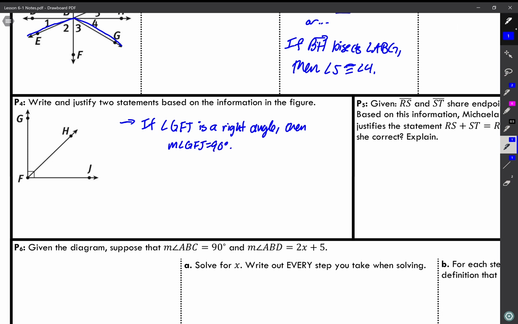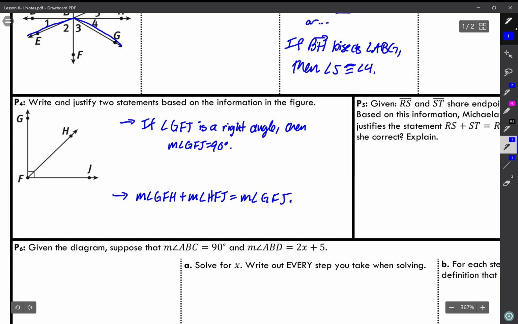Okay, cool. How about another one: the measure of angle GFH plus the measure of angle HFJ is equal to the measure of angle GFJ. That works too. Segment addition postulate, this angle GFH plus HFJ equals GFJ.